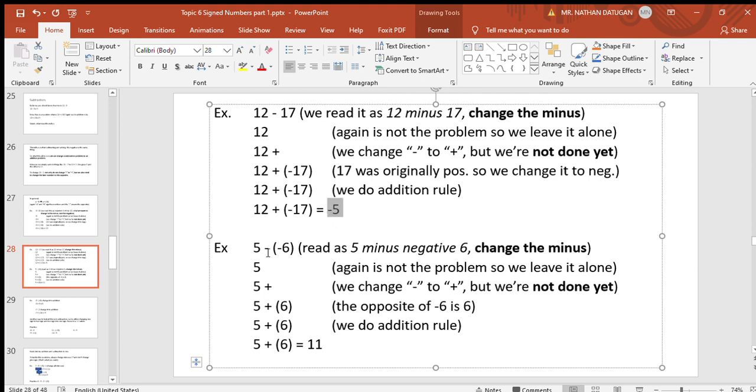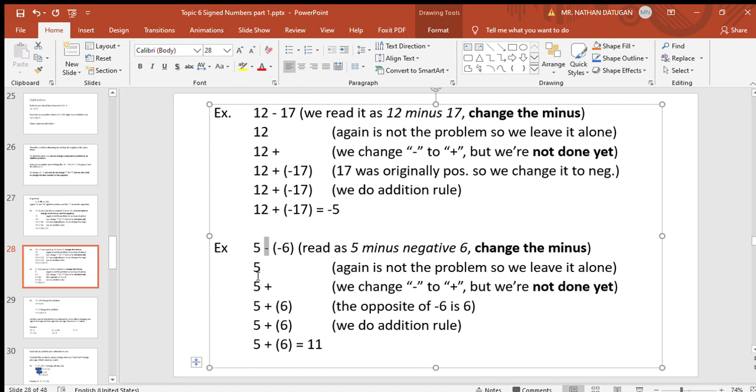Now let's have the next problem. 5 minus negative 6. Again, we're going to read this as 5 minus negative 6, not 5 minus minus 6. And again, we're going to change the minus. So which one is the minus here? This is the minus, so we're going to change that part. We're not going to change this one.